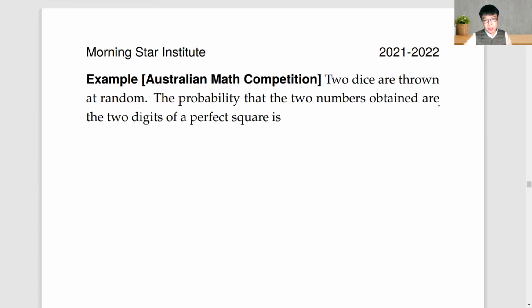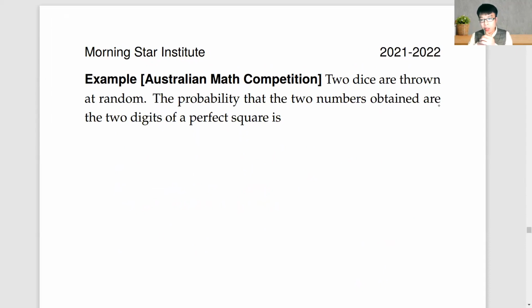Typical problems are related to flipping coins or throwing dice. Here, let me do one question. 2 dice are thrown at random. Okay, let me say 2 normal dice. For a normal die, that is a number from 1 to 6. It's thrown at random. Find the probability that these two numbers obtained are the two digits of a perfect square.